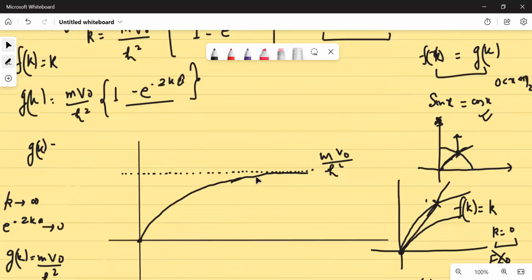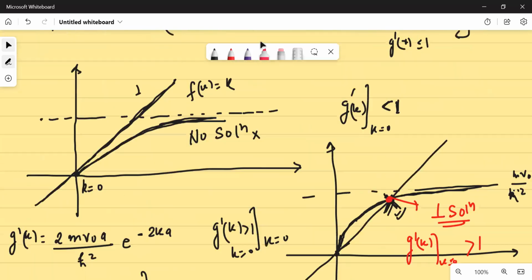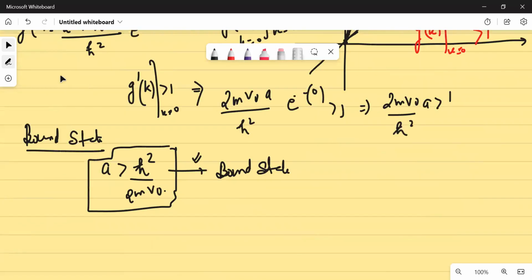Okay, and also understand there will be no bound state, so I'll write that also. What is the condition that there is no bound state? For that, your g dash k at k equal to 0 must be less than 1, which will yield that A should be less than h cut square upon twice mv naught.